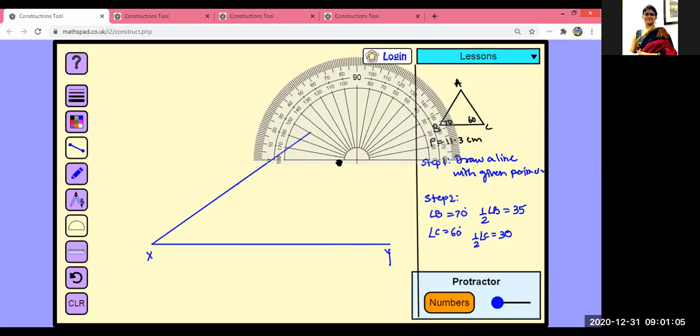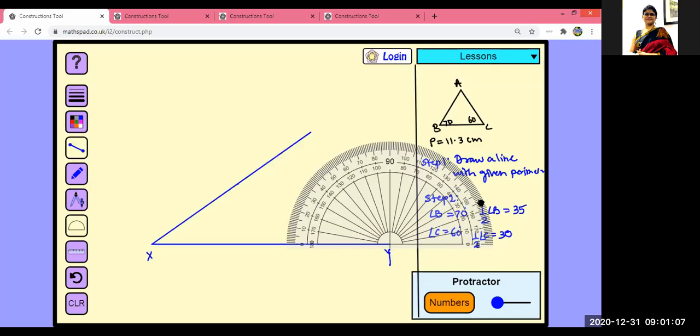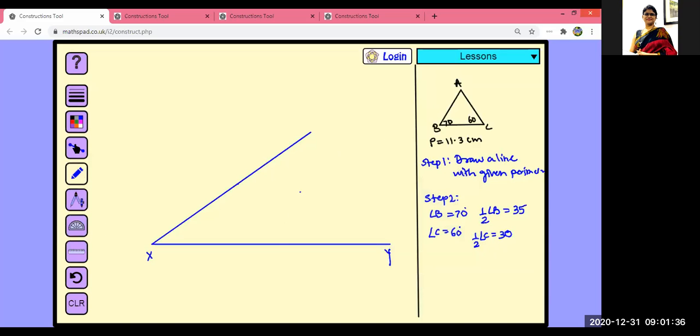Likewise, again use the protractor to draw 30 degrees at the other end. What we are doing is constructing half of those two angles at the ends: 35 degrees at one end and 30 degrees at the other end. Just check, we start from 0 over here, 10, 20, 30, and here you can see this is 30 degrees. So we mark 30 degrees like this, and now join and extend to get a triangle.